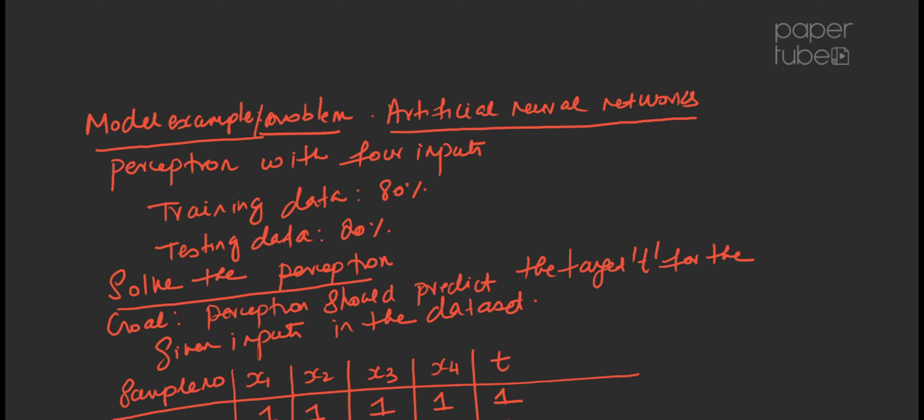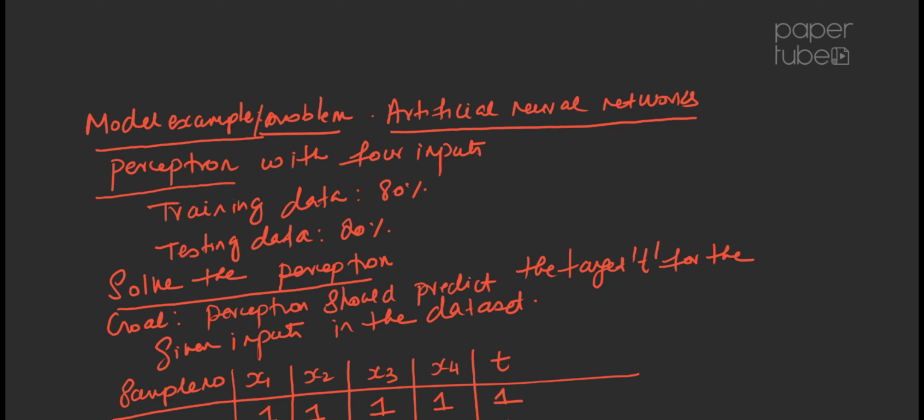So in this video, I'm going to solve a model problem. It's something related to artificial neural networks. In particular, we are going to solve a perceptron. So perceptrons are the building block of the artificial neural network. Your typical artificial neural network can contain one single perceptron, or it can contain multiple perceptrons.